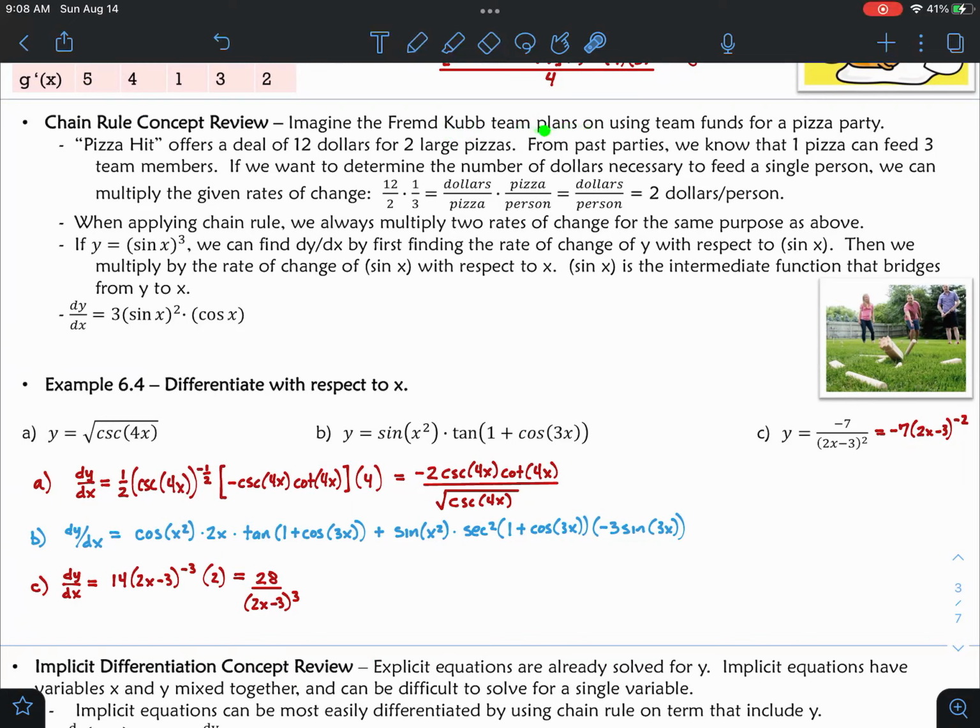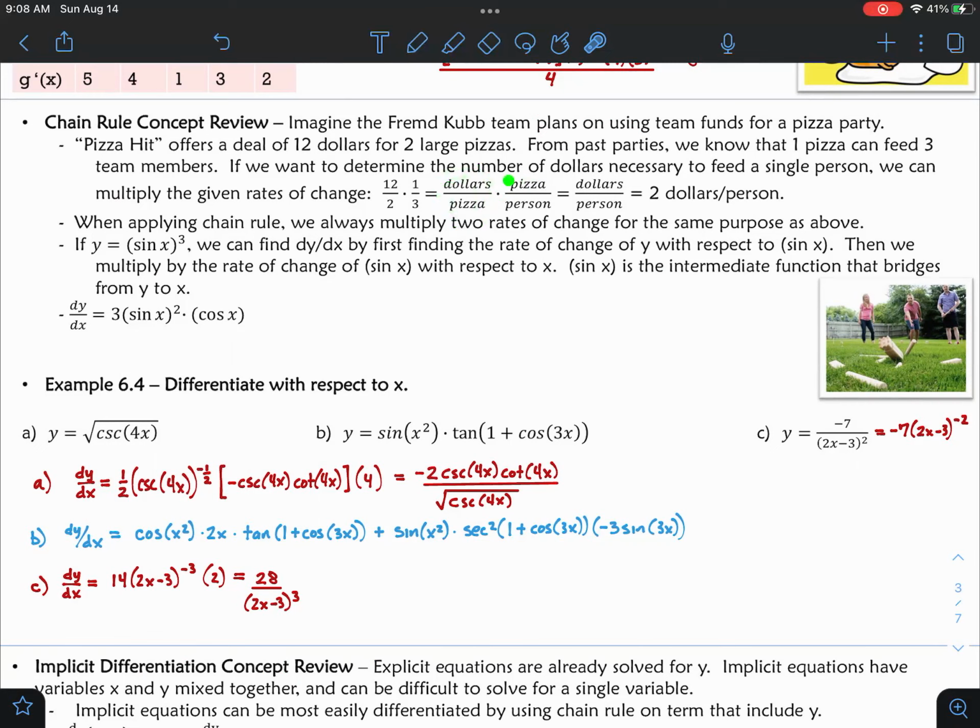But anyway, this team's having a pizza party. We know it's $12 per 2 pizzas, price-wise. That's like a rate of change right there. You're paying $12 per every 2 pizzas you buy. We also know the rate of feeding. 1 pizza feeds three people, so it's 1 pizza per 3 people. But if we want to know the amount of money each person needs to bring, we're kind of combining these rates with pizza being the middleman, and we are allowed to multiply.